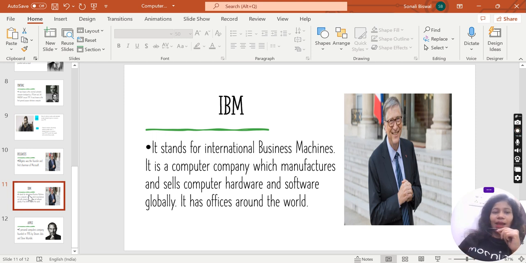At the last, now, Apple. Who is the owner? Steve Jobs. It is a personal computer company founded in 1976 by Steve Jobs and Steve Wozniak. That is called Apple, which makes personal computers, meaning laptops. This is the new, current generation of computers.